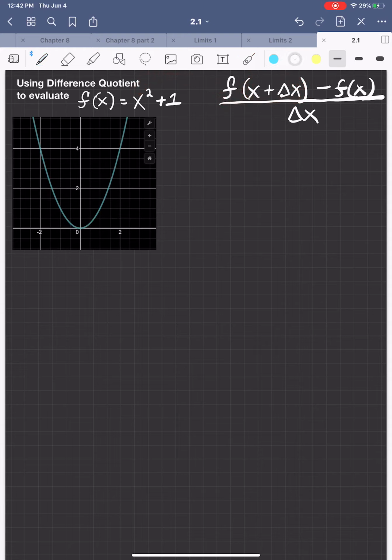So we have x squared plus 1. And as I mentioned, I'm going to be plugging in x plus delta x. Okay, I'm going to make that 1 a little bit smaller.